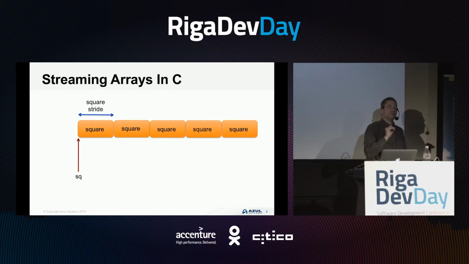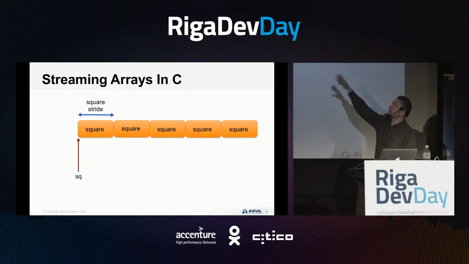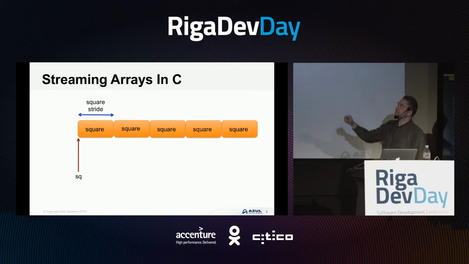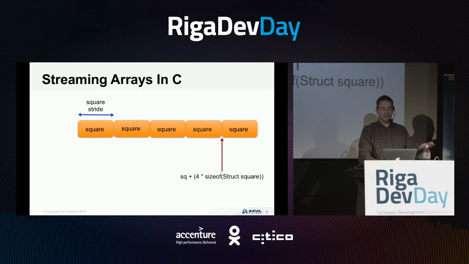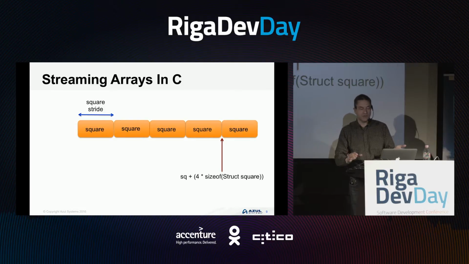If we look at streaming of arrays in C, we'll take our same array of square structs, which are contiguous in memory. They have what's called a stride, which is the size of the struct. If I want to iterate over that array of squares, it's very simple. I start off with my pointer at the beginning of that area. I increment it by the size of the struct. When I go to the next one, I do 2 times the size of the struct plus the base address. Third one, 3 times the size of the struct plus the base address, and 4 times the size of the struct plus the base address.